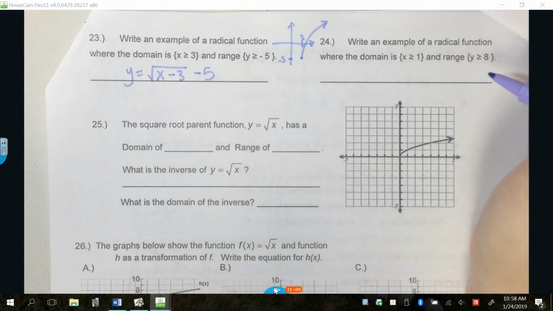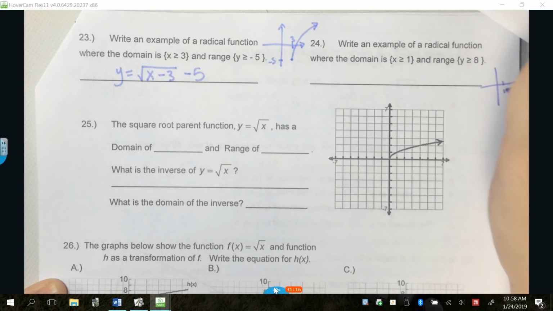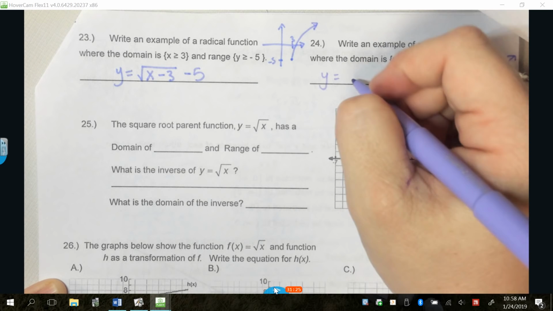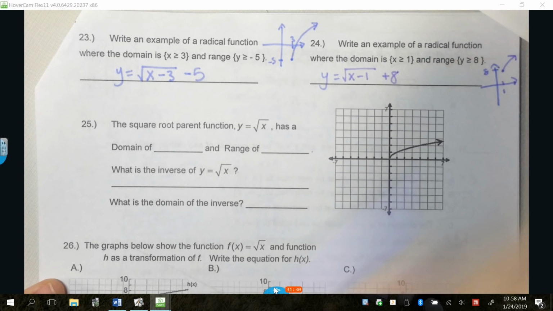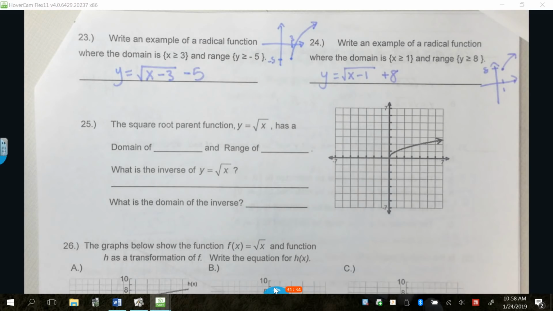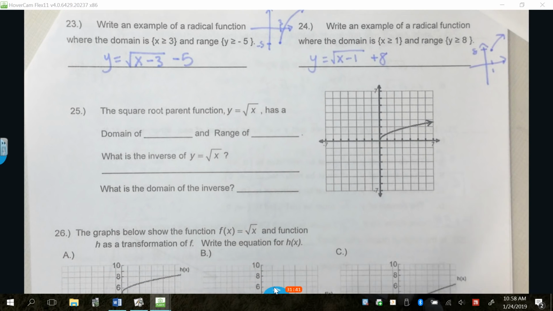Okay, write an example of a radical function where the domain is x is greater than 1, and y is greater than 8. So here, greater is up and over. So y equals square root of x minus 1 and then plus 8. And again, you could check these in your calculator. Type that in and check it. Guys, a lot of this test can be checked or done in your calculator. So this is a really simple test to be getting an A or a B on.